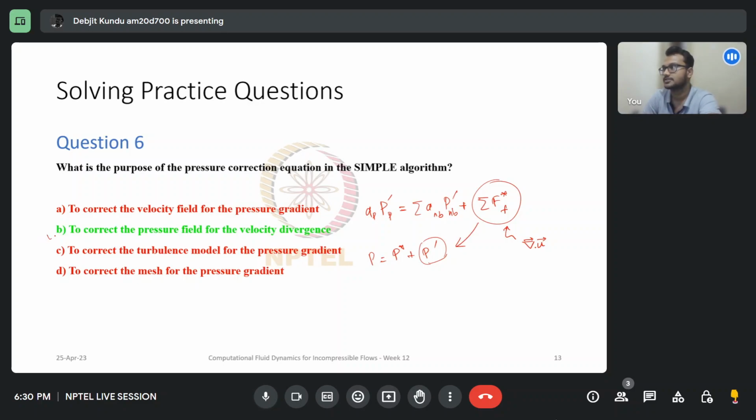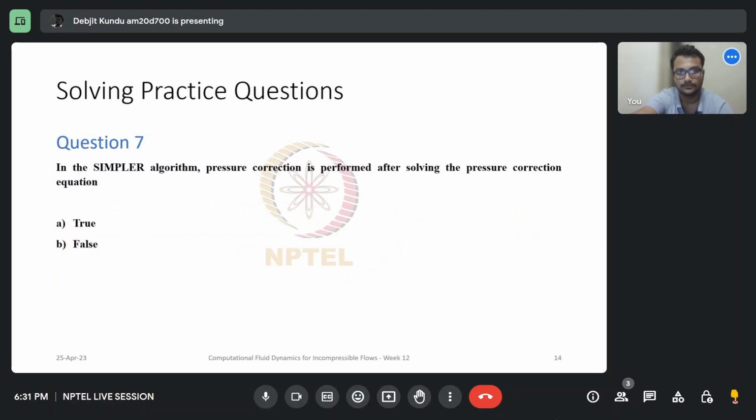So that's why option B would be the correct answer, saying that to correct the pressure field for the velocity divergence. So that is the main purpose of using the pressure correction equation in the simple algorithm. Okay. So we will move on.